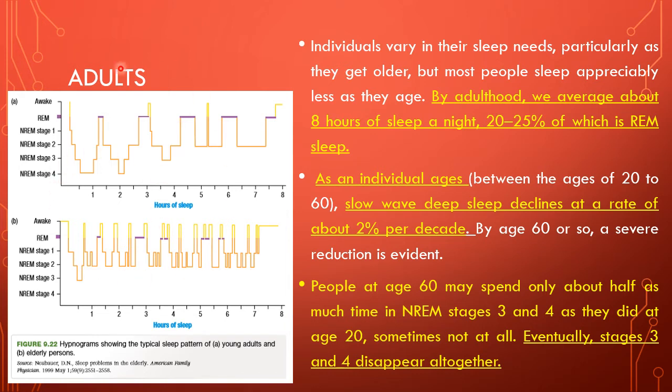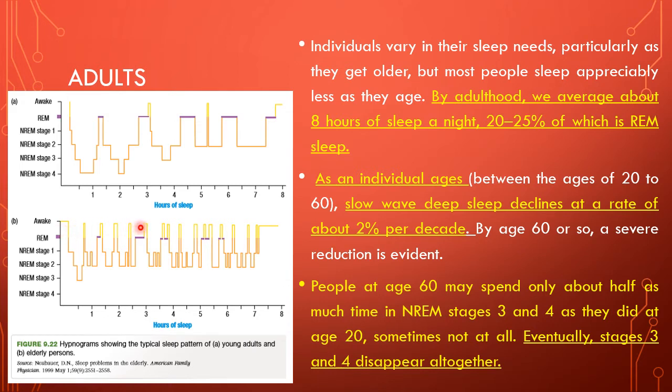So if we look at this particular graph here, this is a young adult. This is an elderly person. See how the young adult looks fairly normal to what yours would be. You've got stages 3 and 4 there, and they get to stage 4, they miss stage 4, but they go to stage 3. And there's 1 or 2 awakenings, so those yellow bits are awake. In an elderly person, there's only 1 stage 3, and they never get to stage 4.